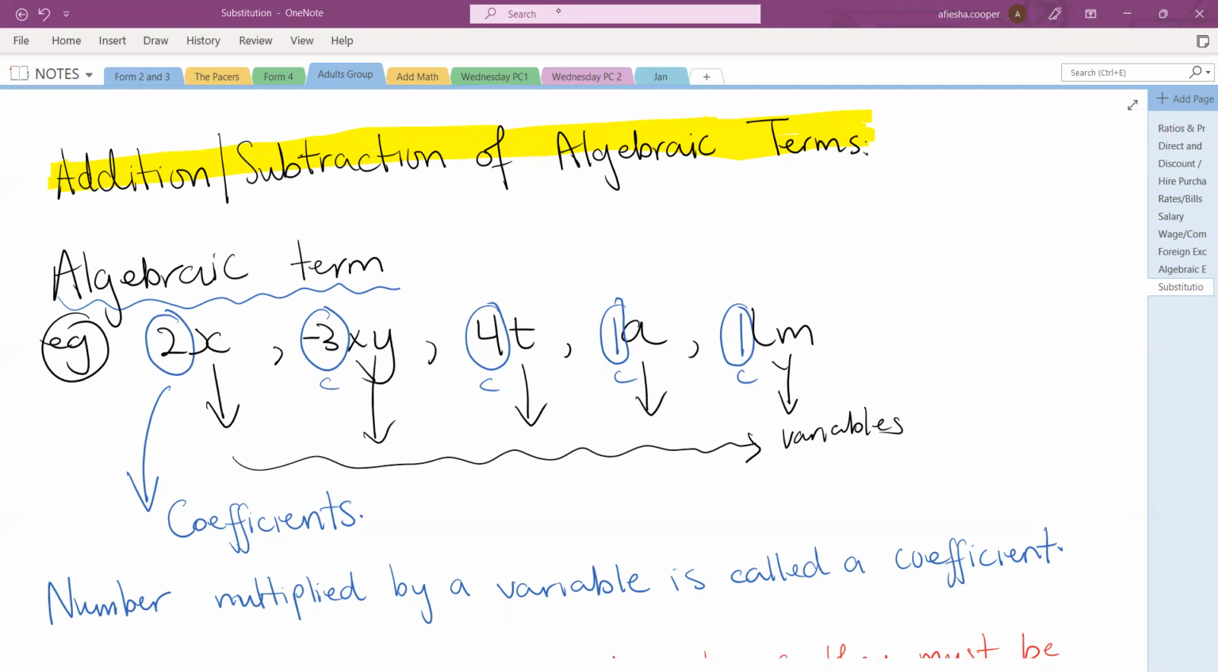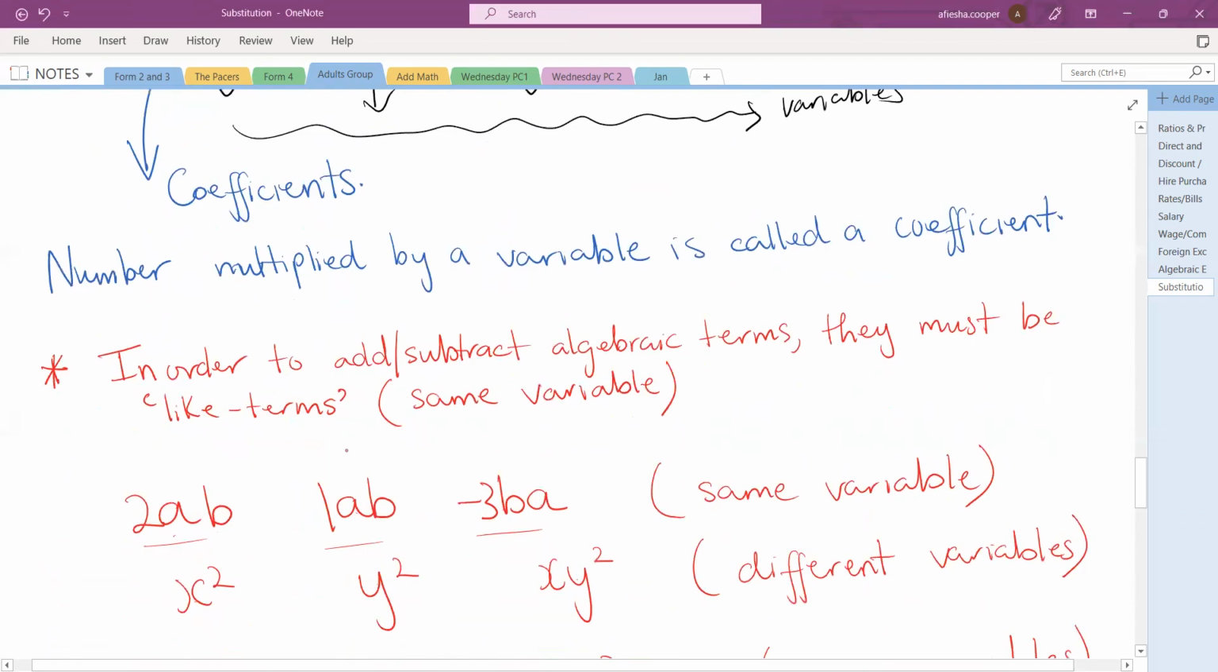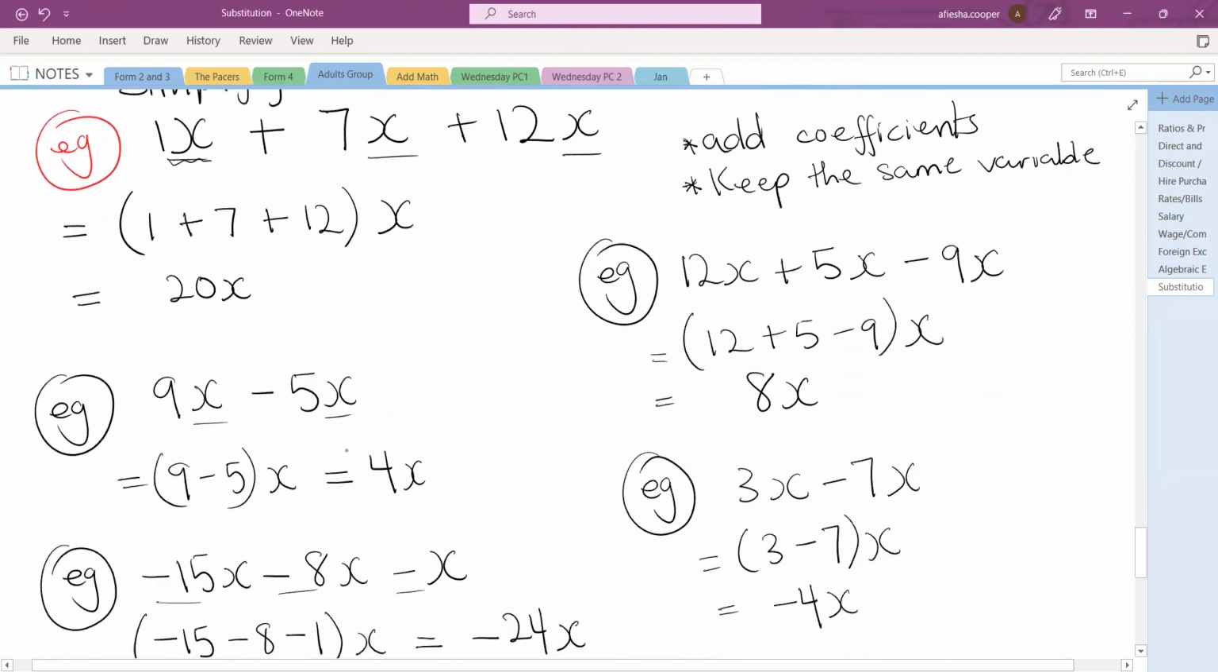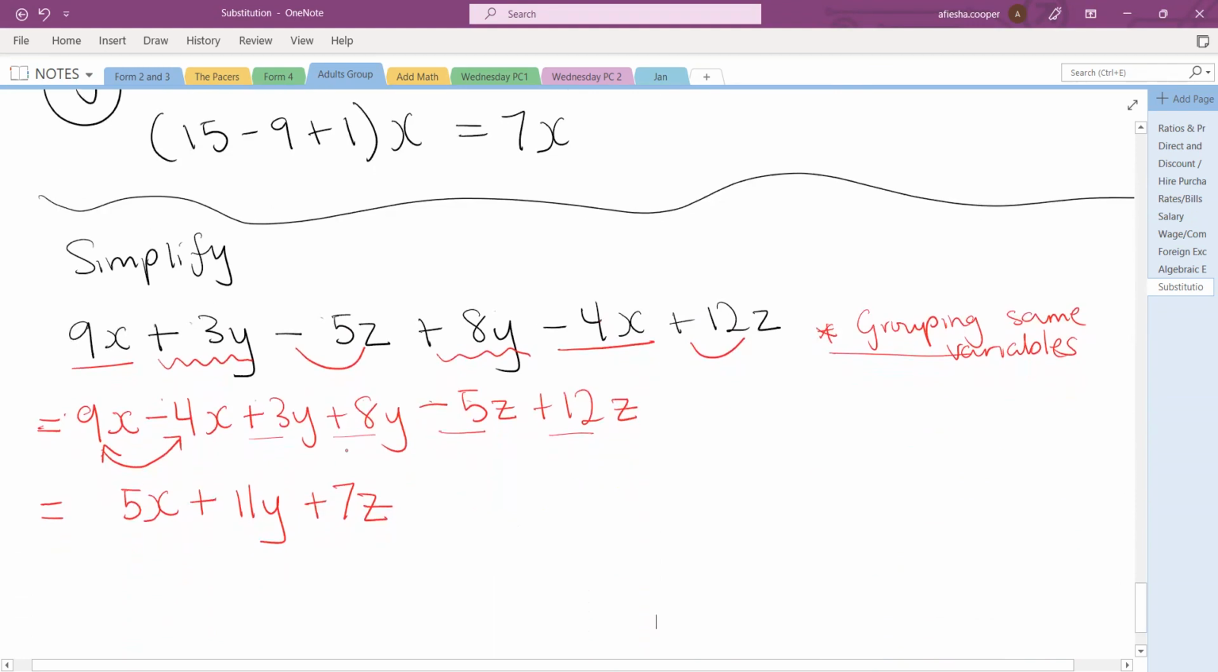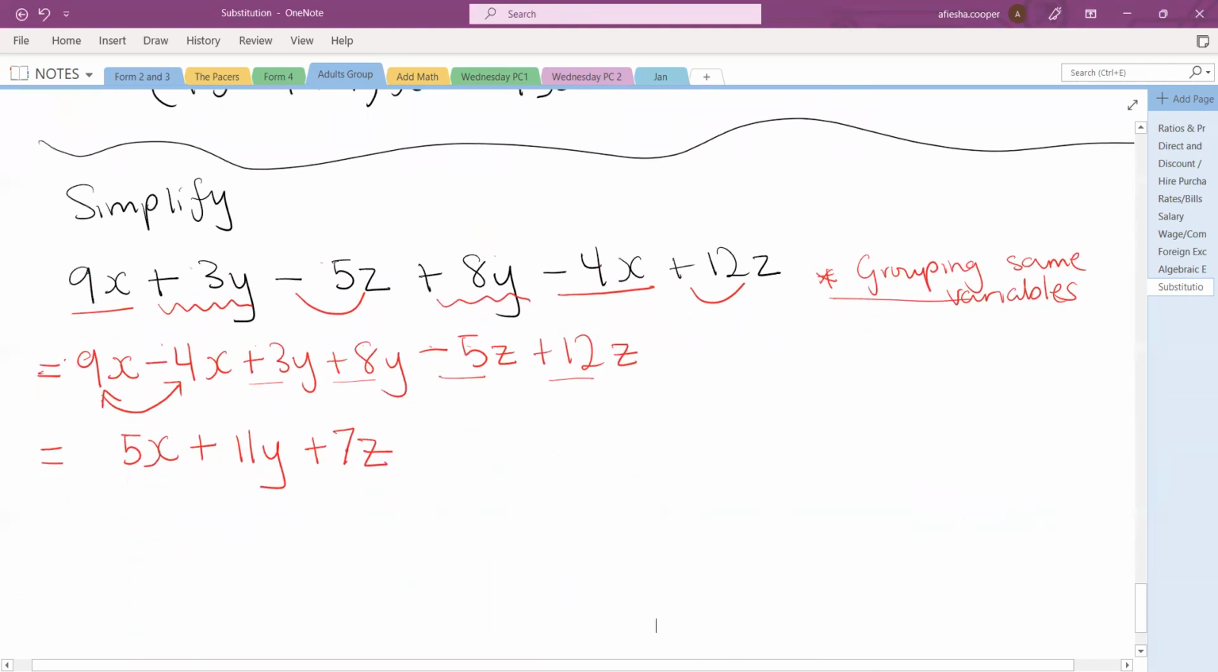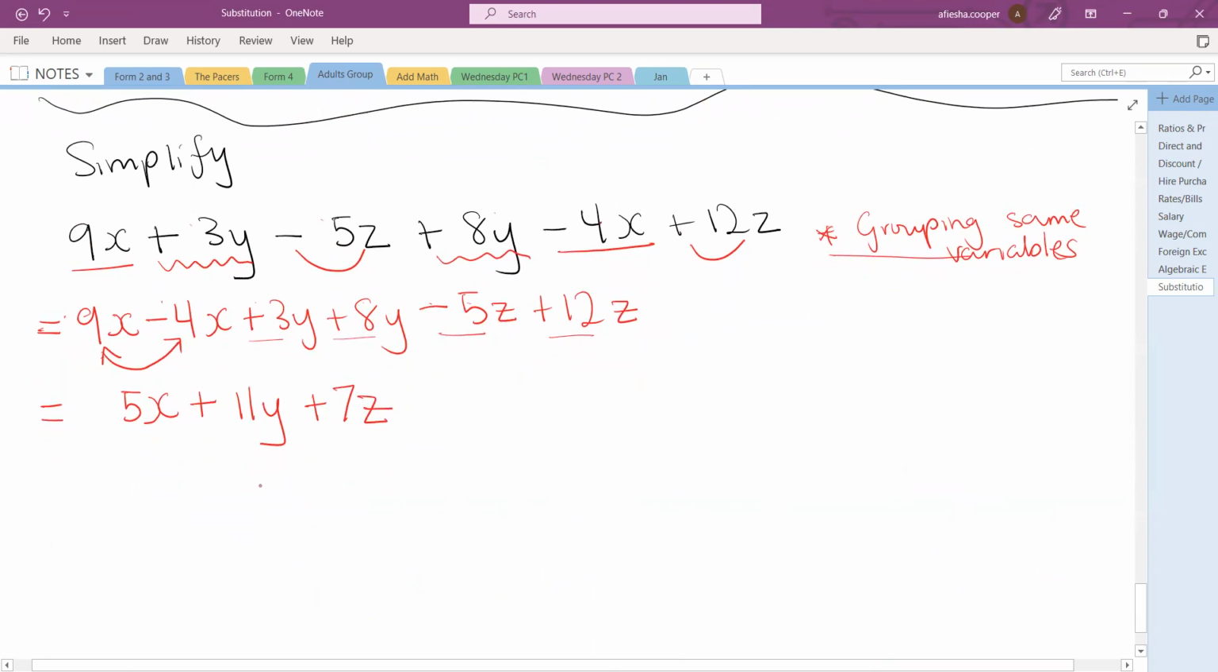Yeah, that answers your question, Joshua. Kind of, yeah. All right, so we're just adding up our algebraic terms, simplifying everything, yeah? So the question will tell you to simplify it. Right, so let's do one more question. Any questions before we do the second question?